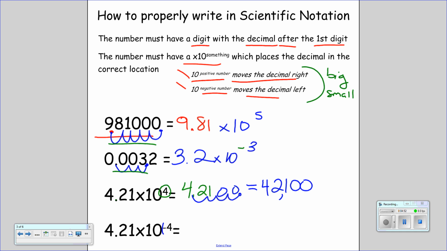All right, if you have a negative exponent, you move your decimal place to the left. So 4.21, the decimal place gets moved to the left 4 spaces. So that's 1, 2, 3, 4, with zeros filling in. Okay, so that equals 0.000421, three zeros, then 4, 2, 1. Not too bad. Practice makes perfect with those.